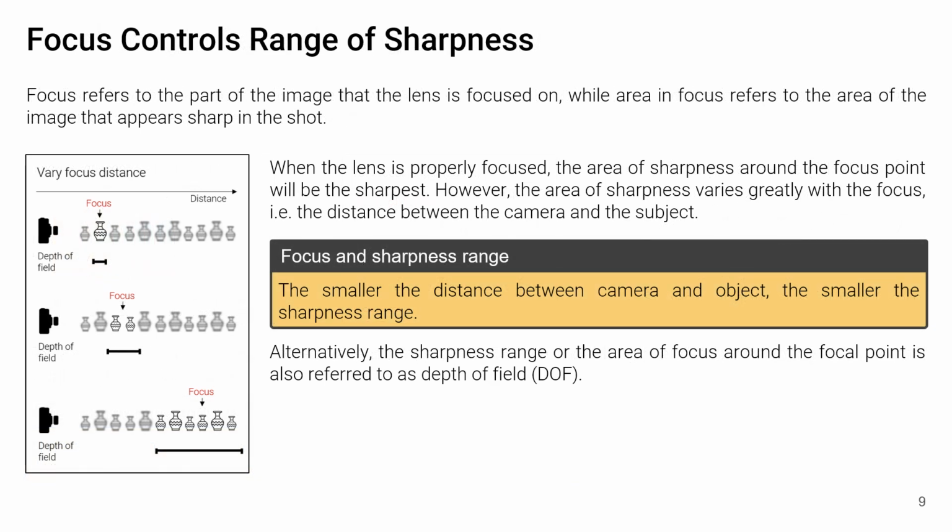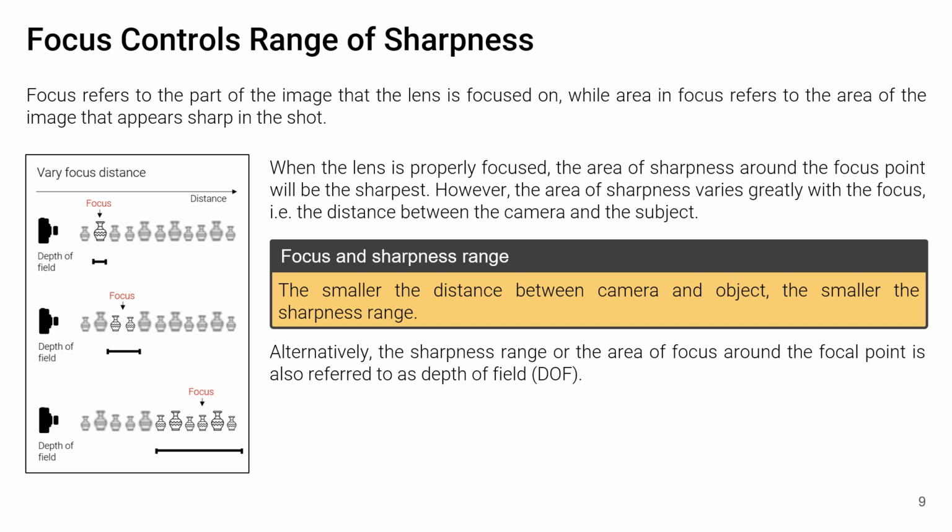The focus refers to the part of the image that the lens is directed towards, while the range of sharpness is the area of the image that appears sharp in the photo. When the lens is correctly focused, the area of sharpness will be sharpest around the focus point. However, the area of sharpness varies significantly with the focus distance, which is the distance between the camera and the subject. Indeed, we can establish the general rule that the closer the distance between the camera and the subject, the shallower the range of sharpness.